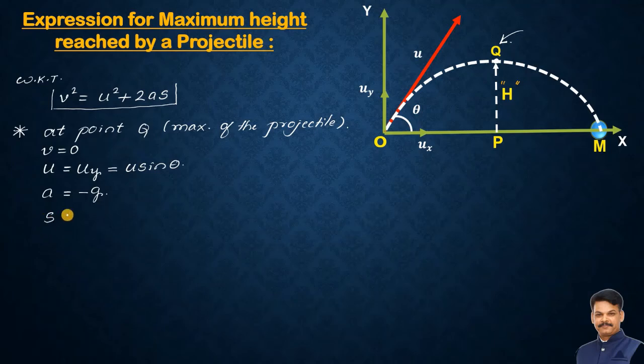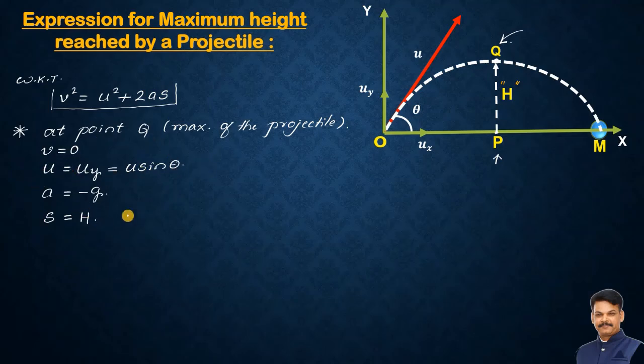Then what is this s? S is nothing but the distance traveled. As we have to measure the height, we always have to measure it from the ground only. So from point P, how much distance it has covered, that distance is nothing but the maximum height reached by the projectile. Hence S is equal to h here.